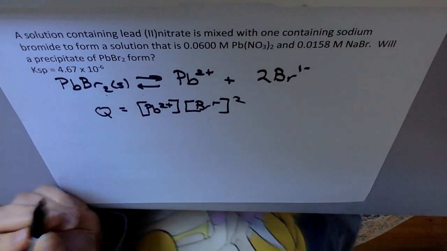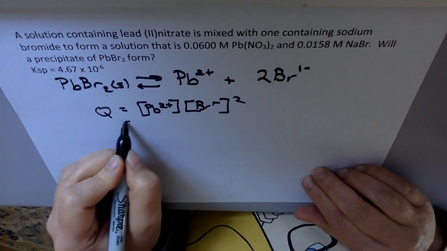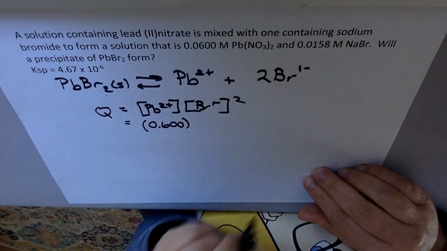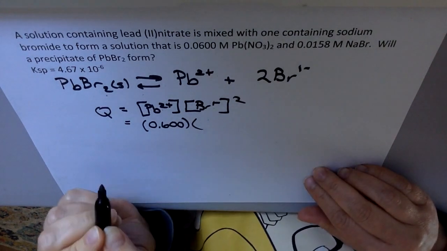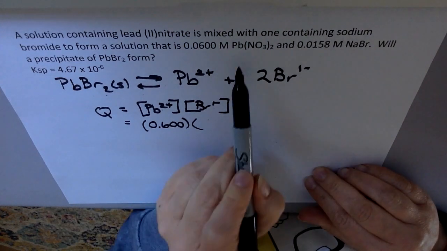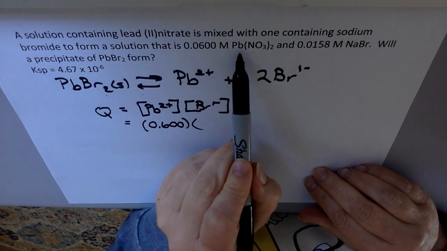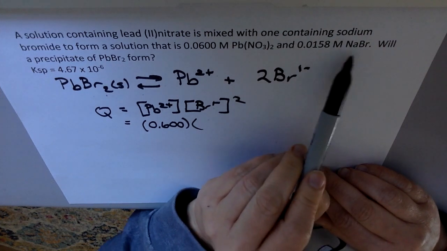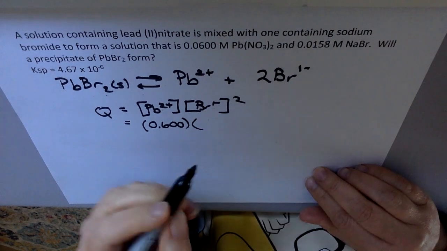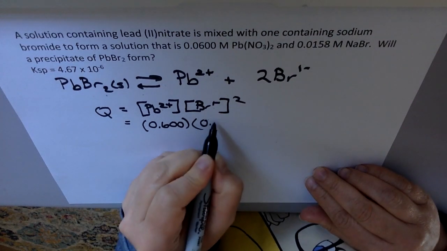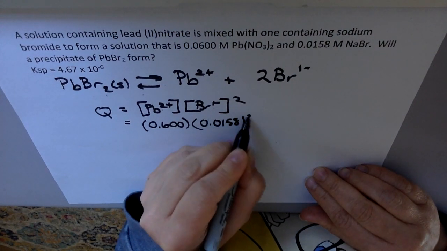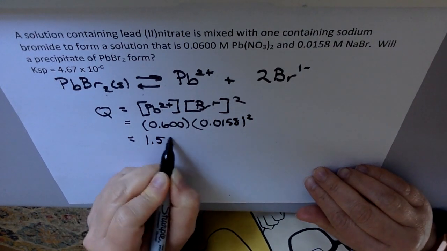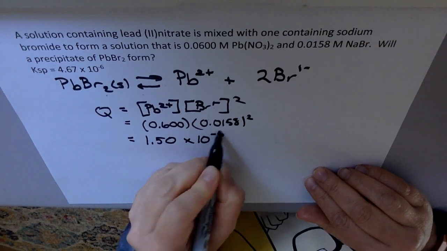Okay, just like anything, we have their concentrations up here, so we're going to plug them in. 0.060 for the lead, and for the bromide, again, they're dissociating 1 to 1, so there's one lead for every one of these, so we don't have to worry about doubling anything, and there's one bromide for every one sodium bromide. So again, it would be 0.0158 squared. If you do that calculation, you will get 1.50 times 10 to the negative fifth.